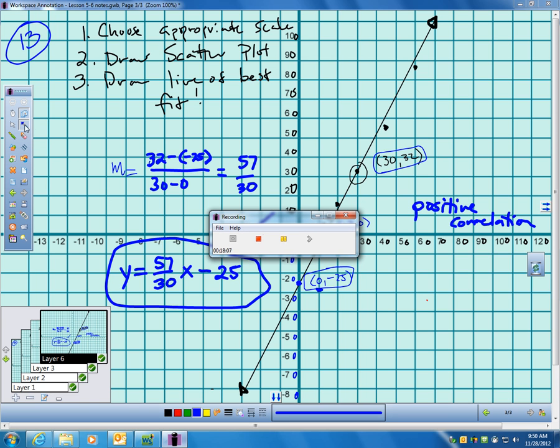One more thing I see I forgot to write. Remember, we did step 4, write an equation for our line. And we did that.